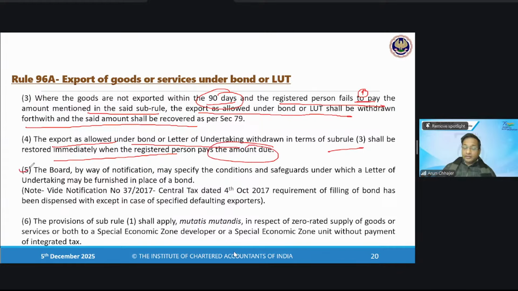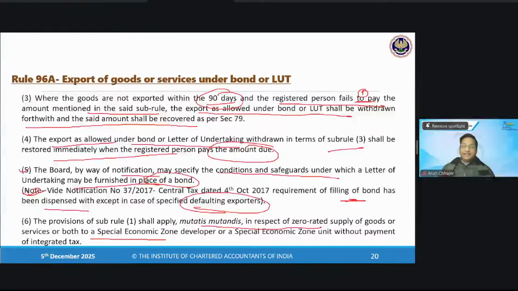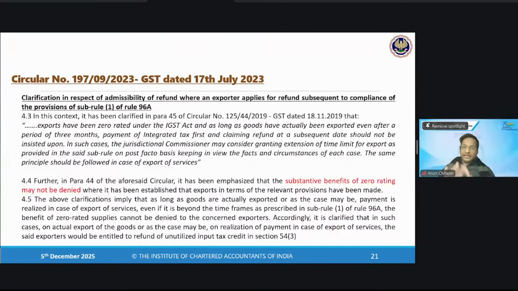The board may by notification specify the conditions and the safeguards under which LUT may be furnished in place of the bond. If you read this notification, then it says that the requirement of filing of the bond has been dispensed with except in case of a defaulting exporter, that is more than 250 lakhs. 197 condition in respect to admission. So that circular we will discuss in the refund chapter, not now.